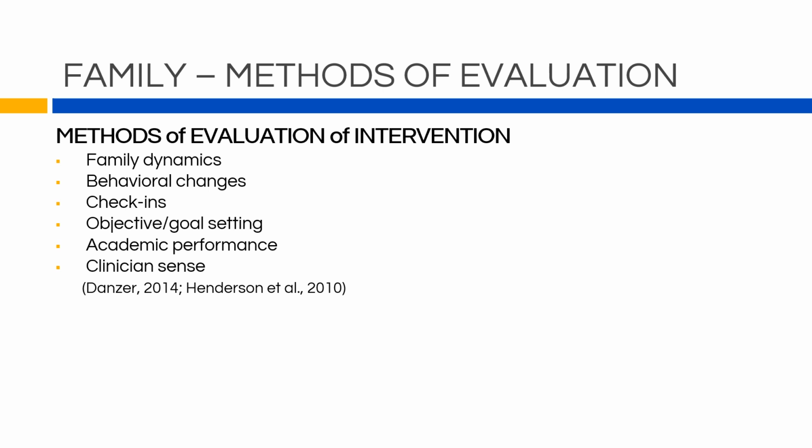Academic performance. How is the child performing in school since the start of therapy? Is there any improvement? Do the teachers note any improvement? How does the child feel about their progress? The clinician's sense. What does the clinician gather regarding progress in relationships, behaviors, and the process of change? What has the clinician seen as a witness to this process in the family?